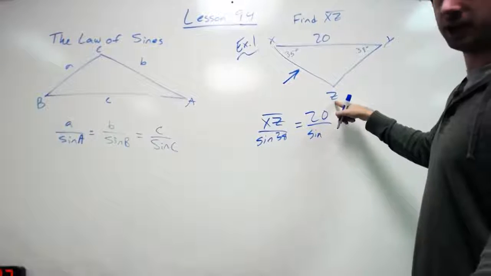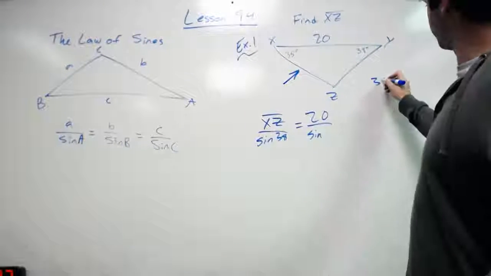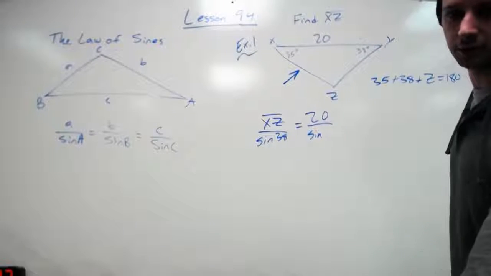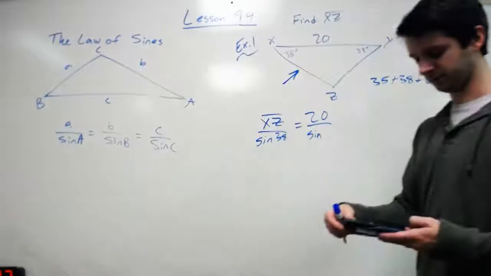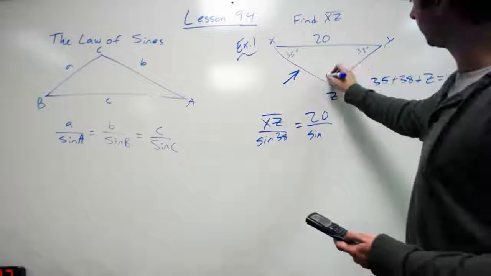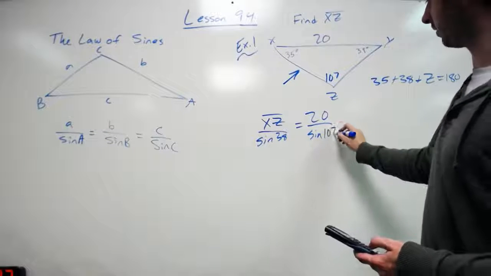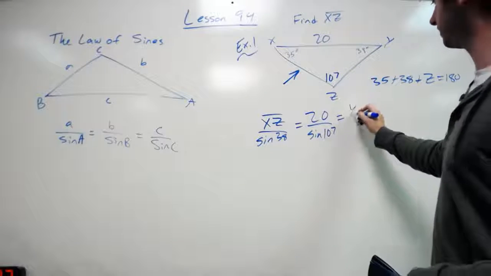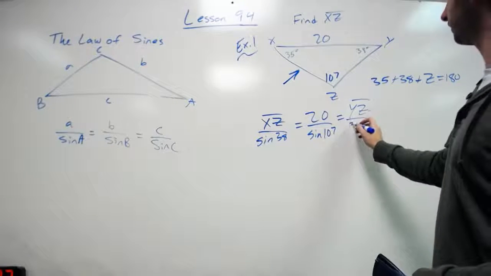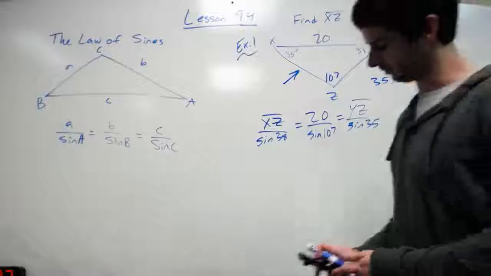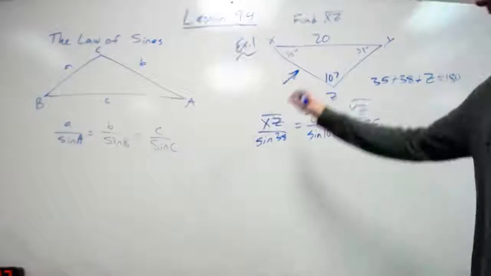We can know what z is because of the triangle sum theorem: 35 plus 38 plus z will all equal 180. When we solve for that, 180 minus 73, we find that z is 107. So I can say sine of 107 degrees. And then we could say yz over sine of 35. You don't have to do all three of those. I'm just showing you what your ratio or proportion would look like in this triangle.